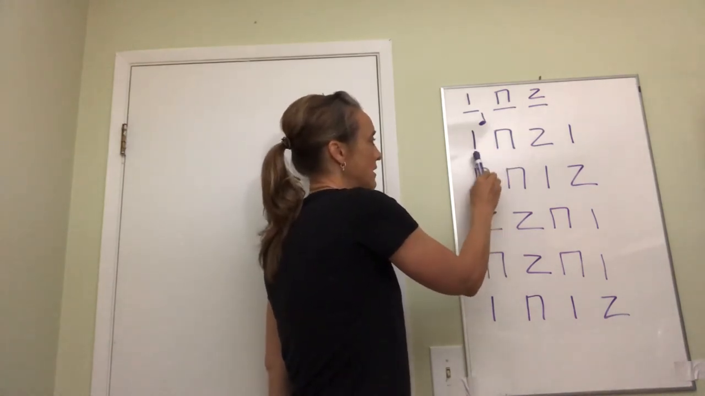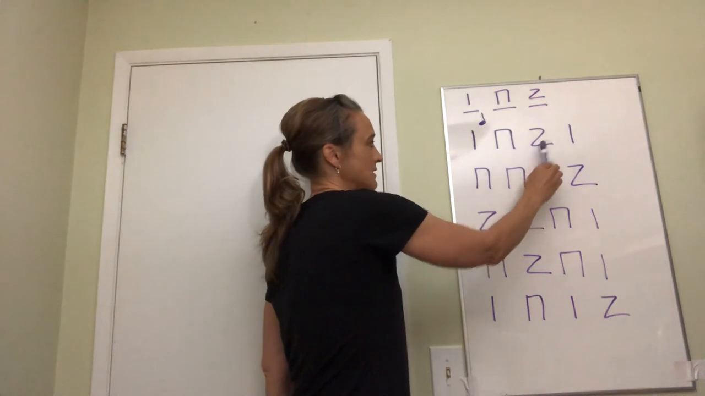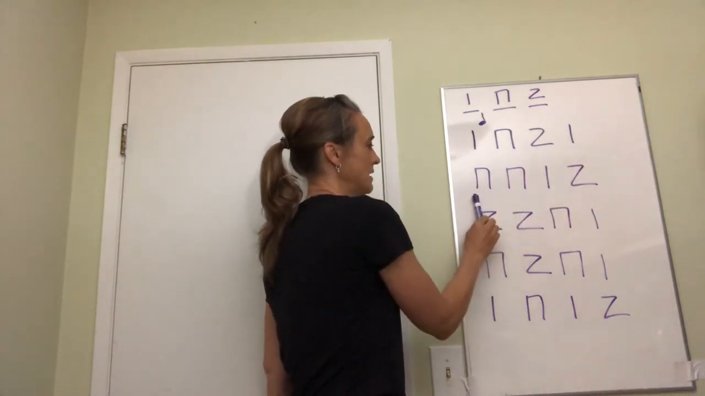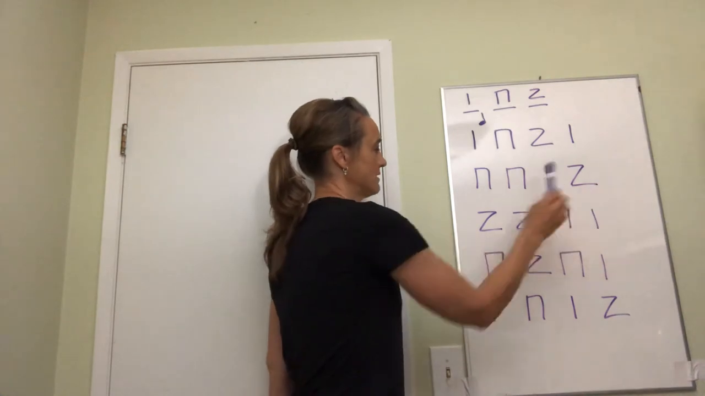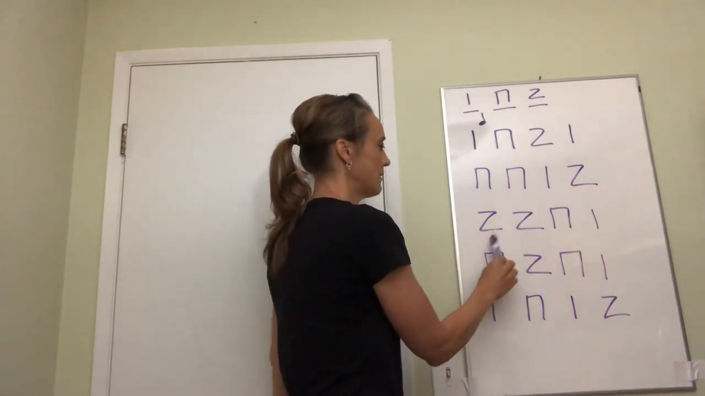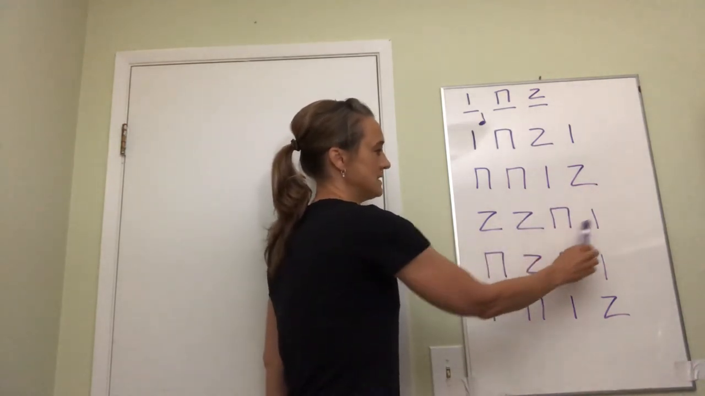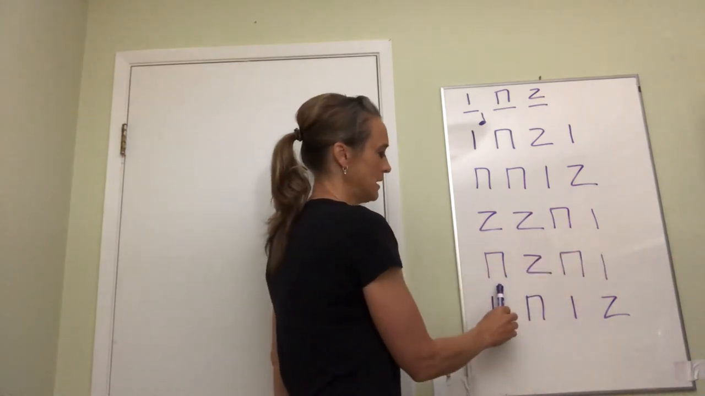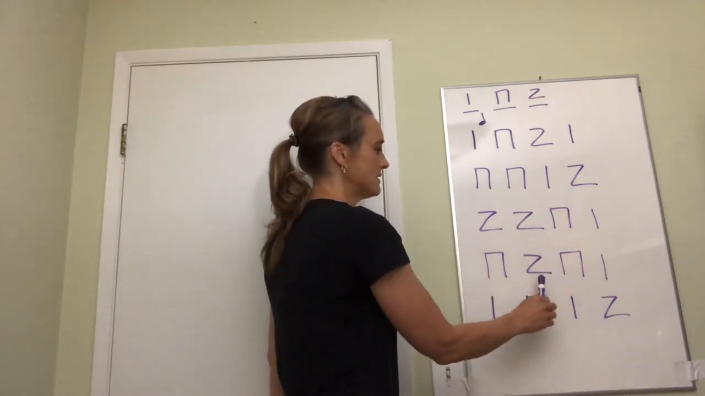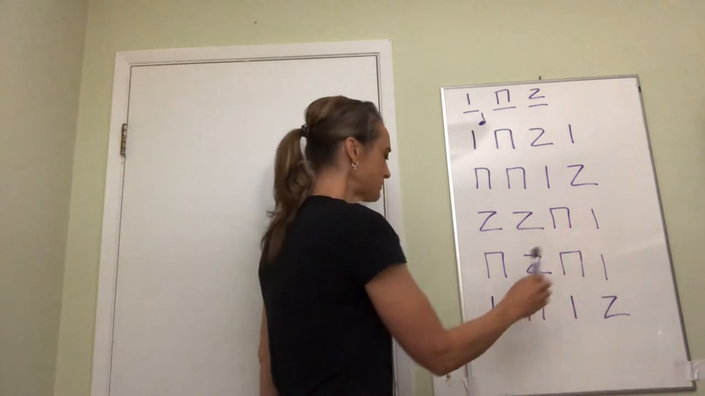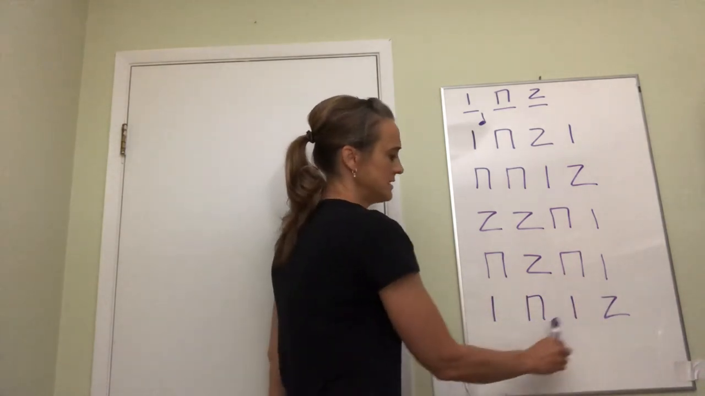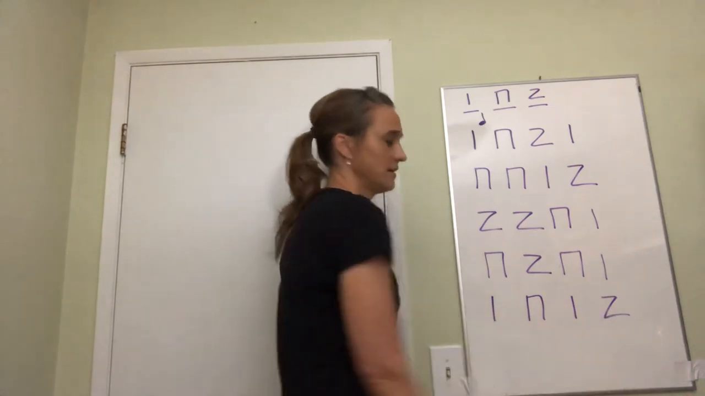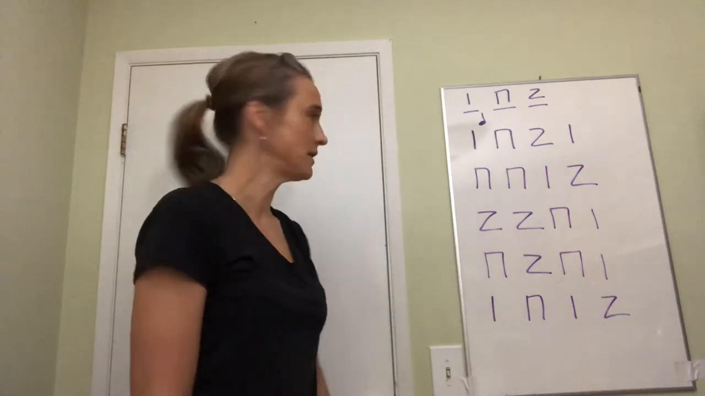1, 2, ready, go. Ta, ti, ti, rest, ta, ready, go. Ti, ti, ti, ti, ta, rest, ready, go. Rest, rest, ti, ti, ta, ready, go. Ti, ti, rest, ti, ti, ta. And last one, go. Ta, ti, ti, ta, rest. Okay, I helped you out with each of those.